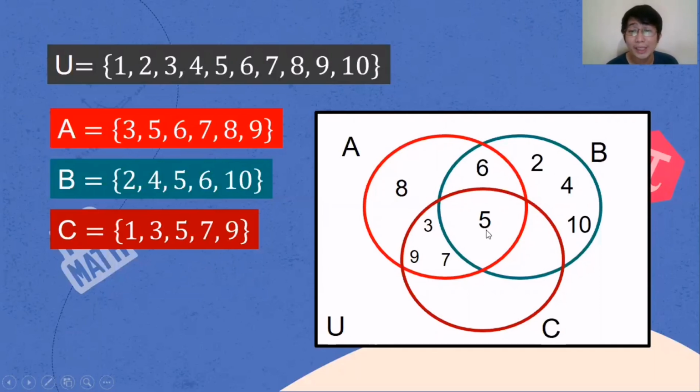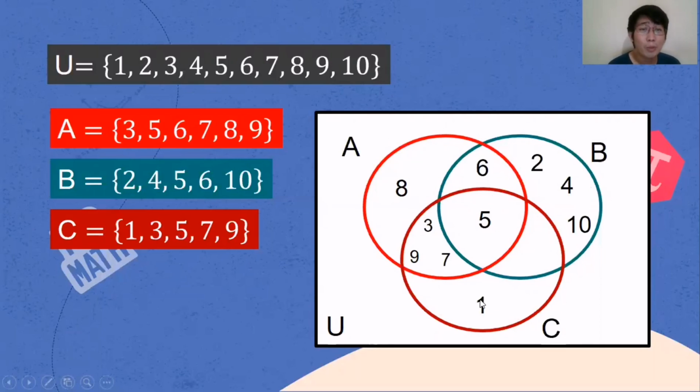How about for set C? Anong meron sa set C na wala kay A at B? What element or what elements? That the answer is 1. Very good. Therefore, as we can see, we already have our Venn diagram.